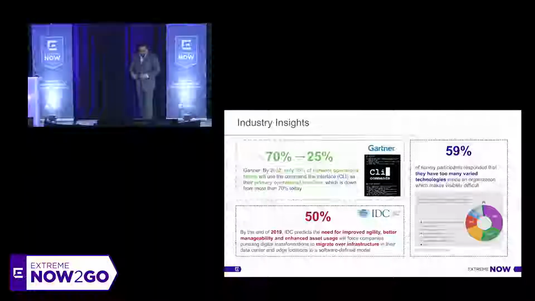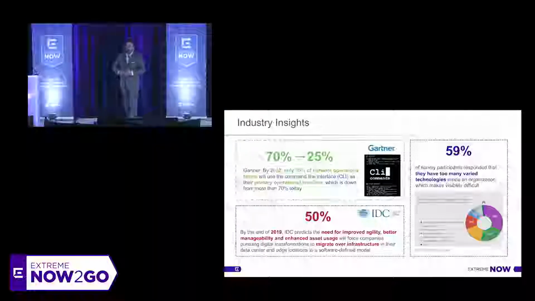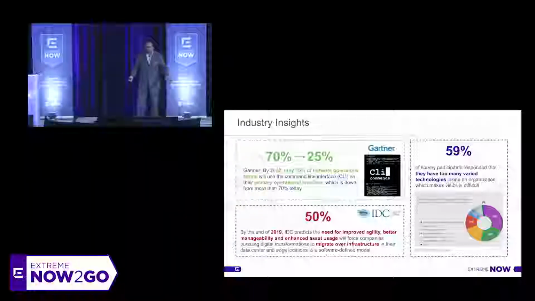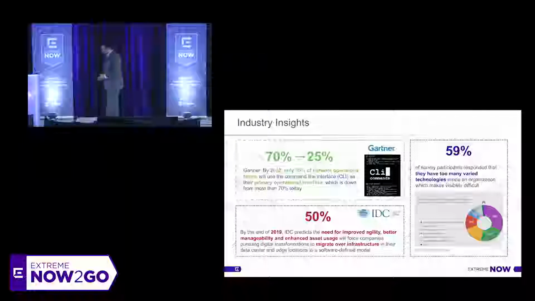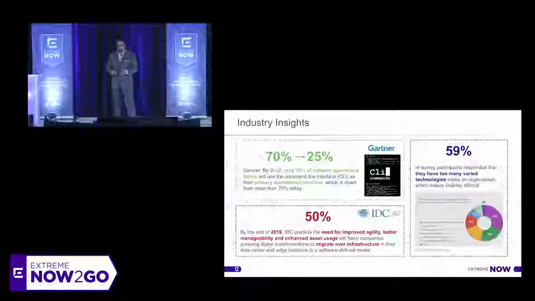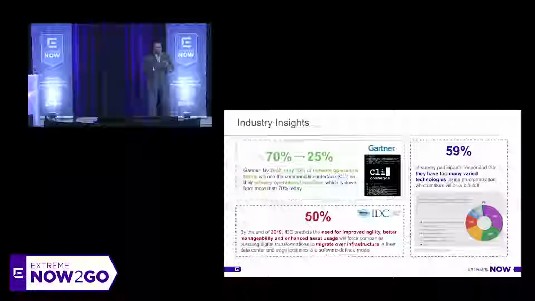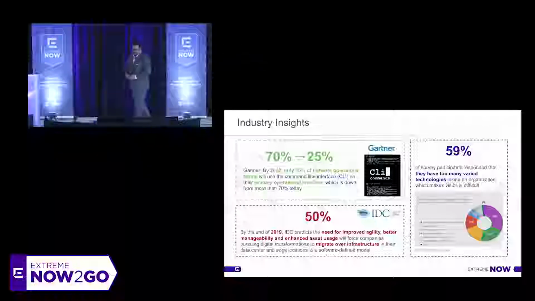Also, IDC states that in order to move towards a digital transformation environment, over 50% of infrastructures will have to migrate their infrastructure to improve agility. And lastly, the Intel DCM survey found that 59% say visibility is very difficult because of the varied technologies inside the data center. So it appears from an industry perspective that many enterprises today will have to do something to their existing infrastructure or data centers to move towards a digital transformation environment.